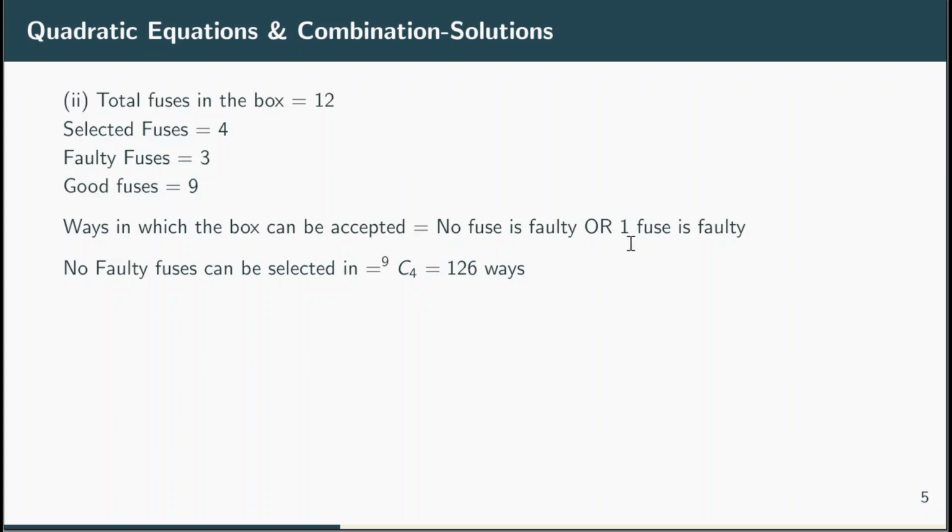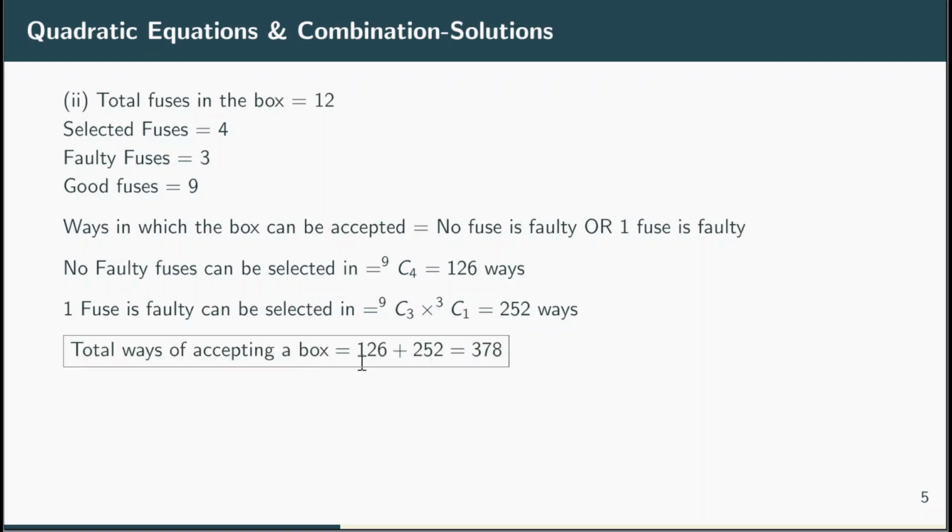Then in how many ways can one faulty fuse be selected? In this case, I'm going to be selecting 3 good fuses out of 9 and 1 faulty fuse out of 3. So I can do that in 9 combination 3 ways, and I can select 1 faulty fuse in 3 combination 1 way. And if I do the maths, I'm going to have 252 ways, and I'm going to add up these values. So the total number of ways of accepting a box will be 126 plus 252. That gives me 378 ways.